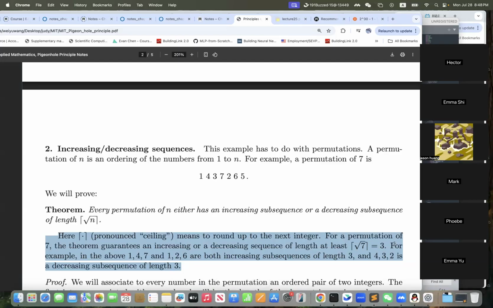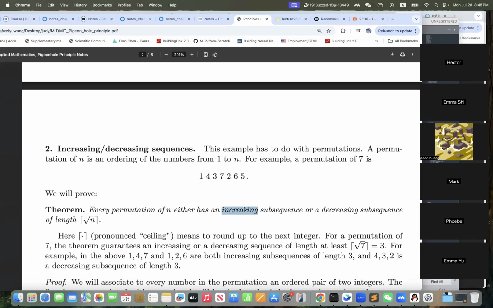So it means that you will have an increasing subsequence or decreasing subsequence, and the length is approximately root n, right? But root n is not an integer, and the length is of course an integer. So you round root n up to the next integer, which is called the ceiling of root n. Now I think all of you may have another question: what is a subsequence, and what is an increasing subsequence?